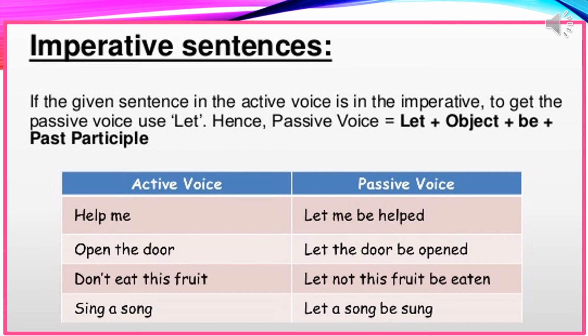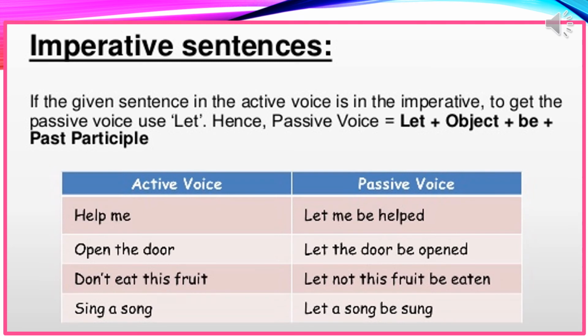Now let us see how imperative sentences are converting into passive voice. To convert an imperative sentence, we use let plus object plus be plus V3 form or past participle form of the verb. If it is a command or an order, we can use the same structure, let plus be plus V3 form. See the examples. Help me. Let me be helped. Open the door. Let the door be opened. Don't eat this fruit. Let not this fruit be eaten. Sing a song. Let a song be sung.